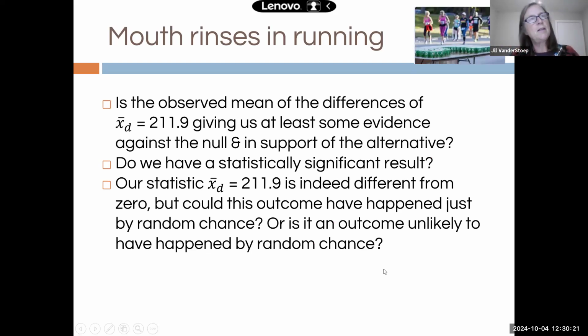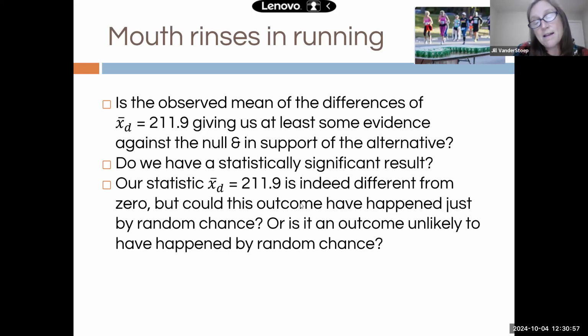So this is the next question that I always ask my students. Is my data, my observed mean of the differences, 211 meters, giving me at least some evidence against the null and in support of the alternative? Go to your chat and just enter yes or no. And hit enter. Yes, it is. It's different from zero. So I do have some evidence against the null and in favor of the alternative.